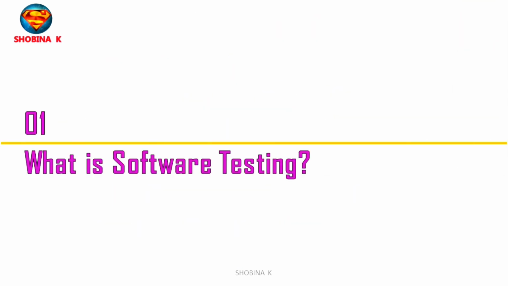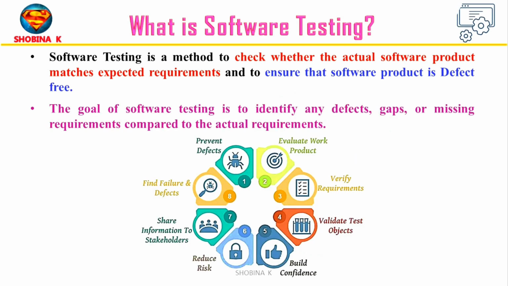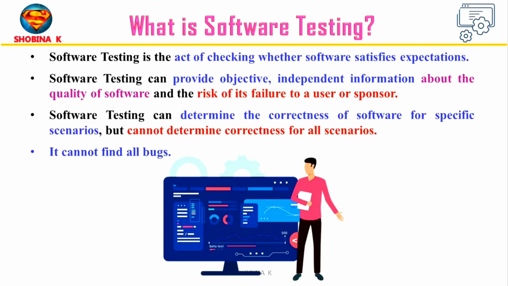What is software testing? Software testing is a method to check whether the actual software product matches expected requirements and to ensure that the software product is defect-free. The goal of software testing is to identify any defects, gaps, or missing requirements compared to the actual requirements. So software testing is the act of checking whether software satisfies expectations. It provides objective, independent information about the quality of the software. It assesses the risk of software failure to the user or sponsor.